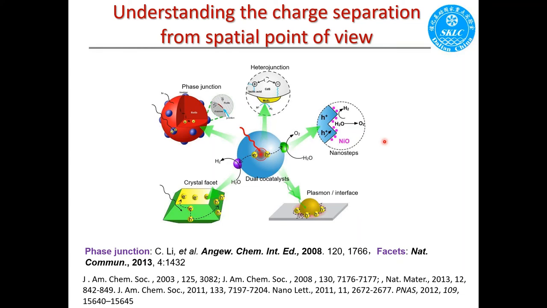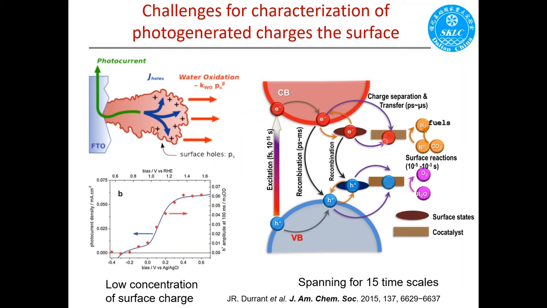And one of the big challenges in charge imaging is that the amount of surface charge in photocatalysis is very low. It always dominates the productivity, the performance of the photocatalyst device. Another feature of the surface charges is that their lifetime spans from the femtosecond to the second. It spans about 12 to 15 time scales. So it's very challenging to see these charges.